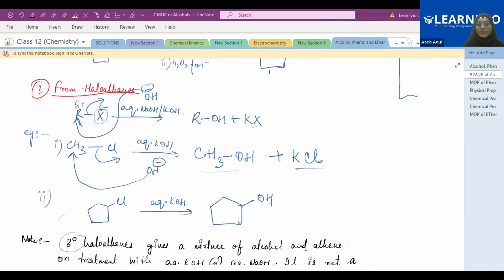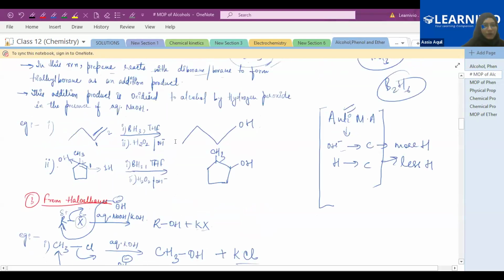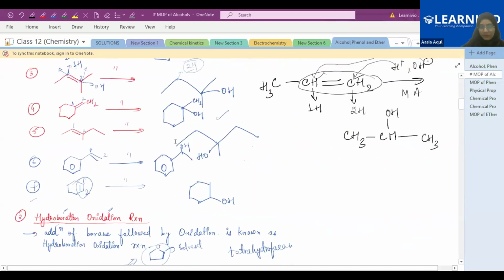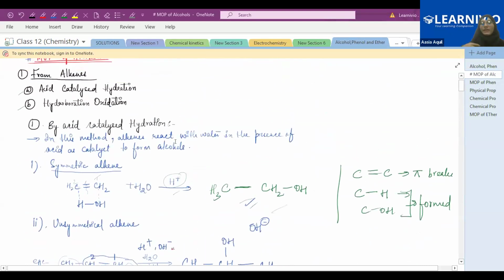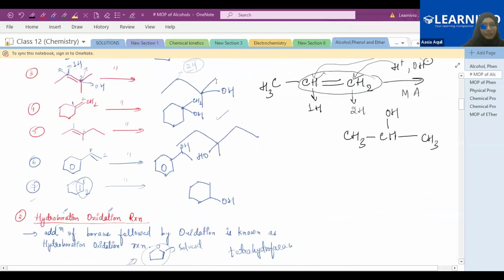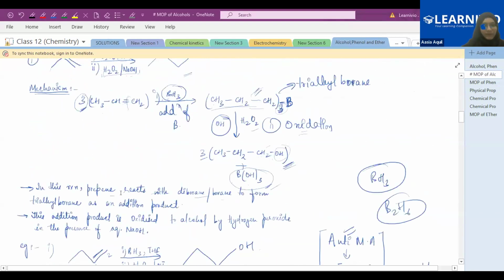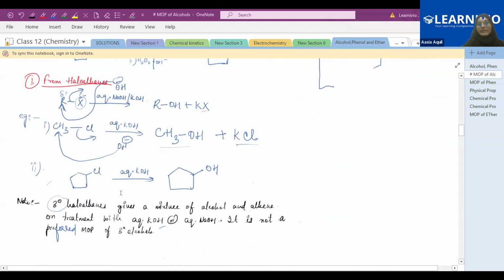Okay, so we were discussing the methods of preparation of alcohols. We have discussed three methods, right? From alkenes, there are two methods: acid catalyzed hydration reaction, and the second one is hydroboration oxidation reaction. And the third one, we just discussed, is how we can prepare alcohol from haloalkanes.